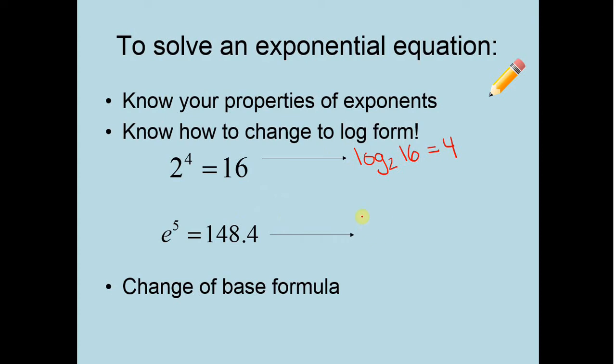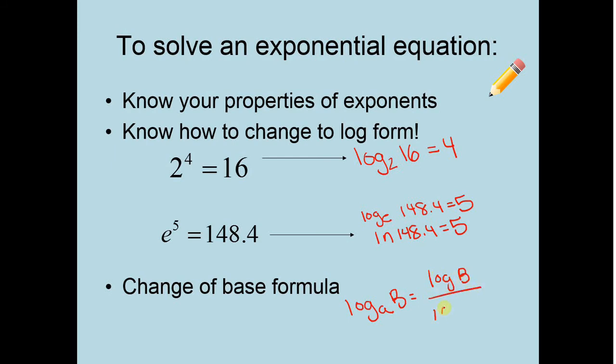E to the 5th equals 148.4, we know that as log base e of 148.4 equals 5. So that's ln of 148.4 equals 5. Keeping in mind how e changes to ln. And then the change of base formula, which was log base a of b equals log of b over log of a. Remembering that we can do it that way.